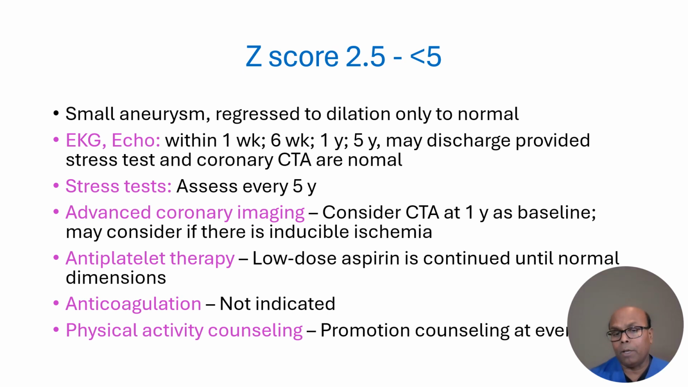Z-score 2.5 to 5. Here, the small aneurysm is regressing to dilation or to normal. These patients need to have echo within 1 week, 6 weeks, 1 year, 5 years, and may be discharged provided the stress test and coronary CTA are normal. Stress test is assessed every five years. Advanced coronary imaging, CTA at 1 year as baseline, may be considered if there is inducible ischemia.